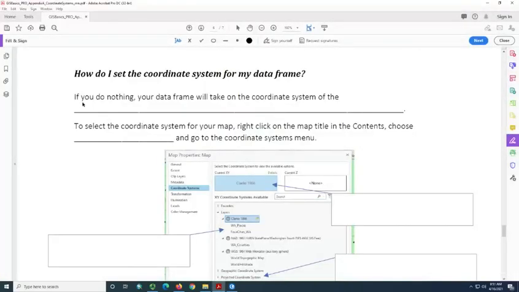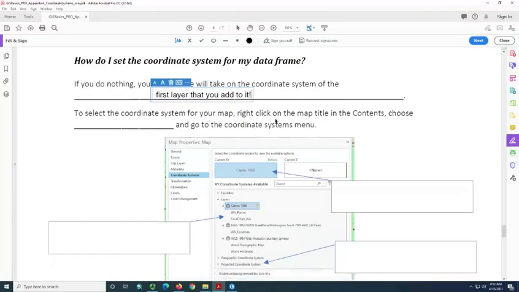If we don't set the coordinate system for our map, that map is going to take on the coordinate system of the first layer that you add to it. All right? So that's going to be the default coordinate system. If you want to set the coordinate system for your map, you're going to right-click on the map title, just like we did, choose Properties, and go to the Coordinate System menu.